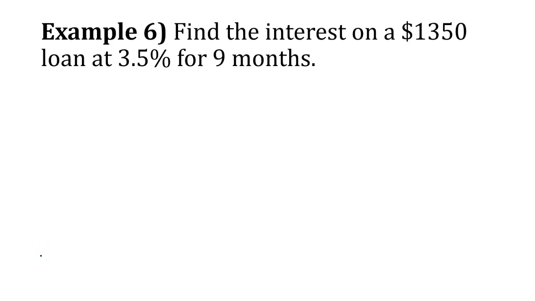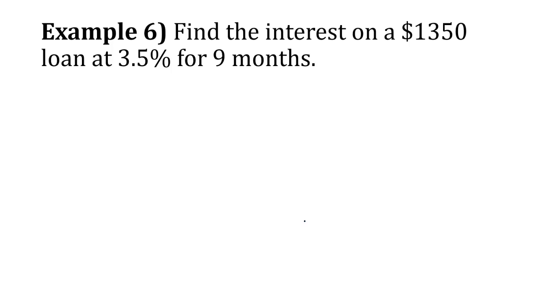Example 6, it says find the interest on a $1,350 loan at 3.5% for 9 months. So sometimes it doesn't specifically say what formula to use. So you need to identify the pieces that are given.